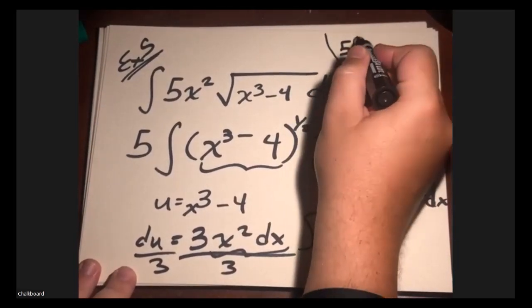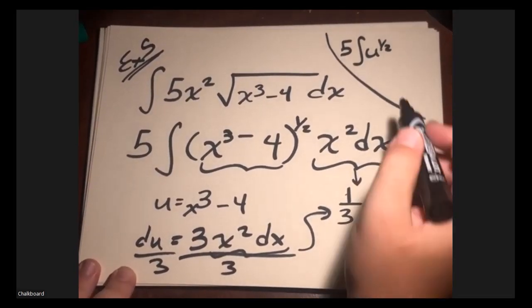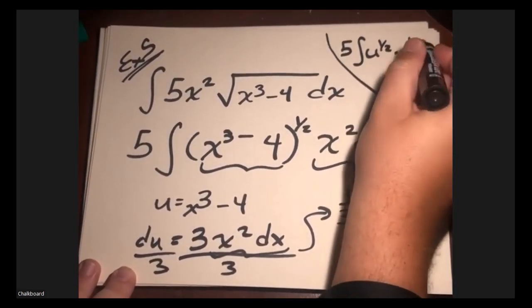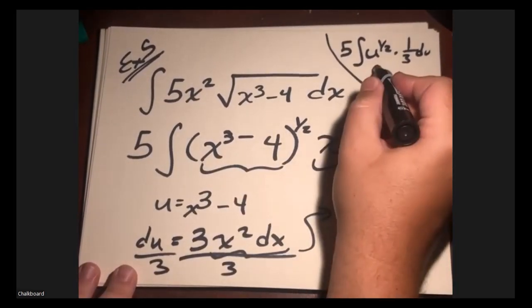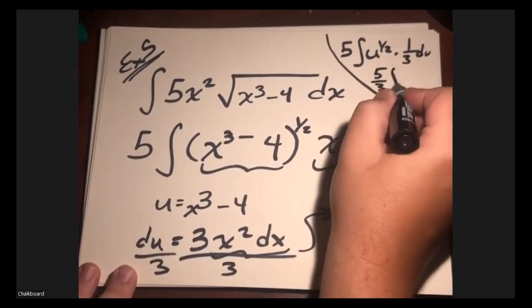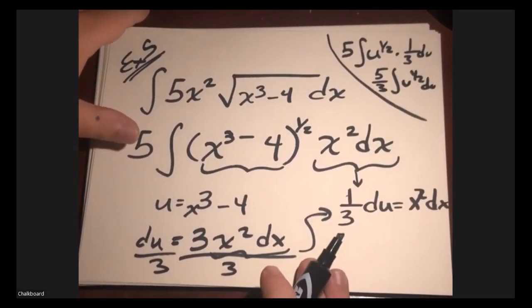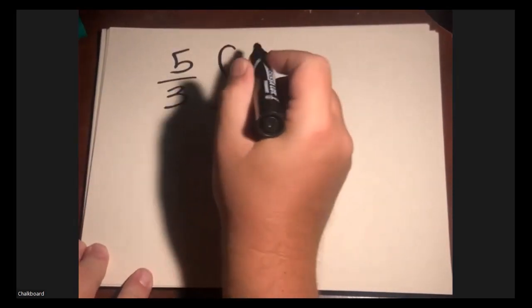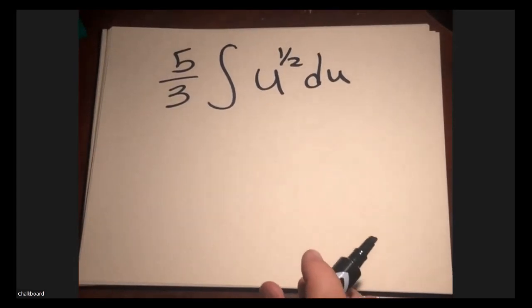5 integral u to the 1/2 times 1/3 du. Not very hard. Bring that 1/3 out in front, and now you have 5/3 integral of u to the 1/2 du. Let's take that from the top. 5/3 the integral of u to the 1/2 du. How do I integrate that?